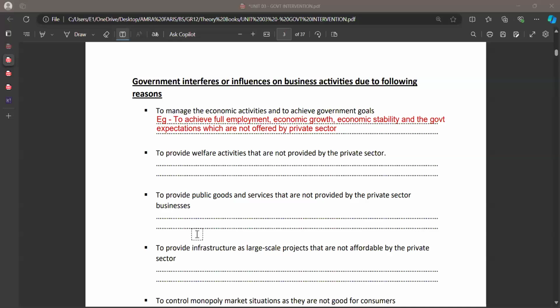And next one. To achieve these goals, actually the private sector won't achieve this. Government should achieve this. So to get it achieved, they interfere. Next one: to provide welfare activities that are not provided by the private sector. So welfare activities, what are those? The private sector doesn't offer free healthcare, education, those things, right? So government conducts those, like healthcare, and education, universities, they have that, right? So to provide that for free.